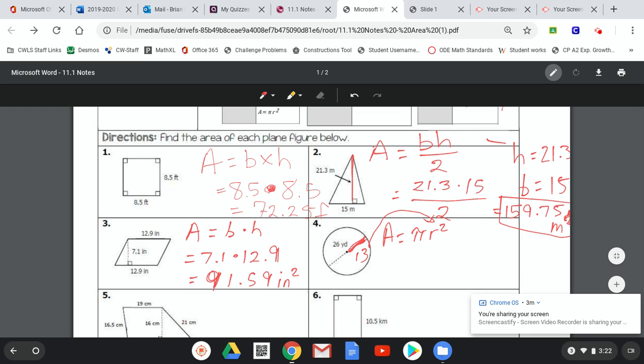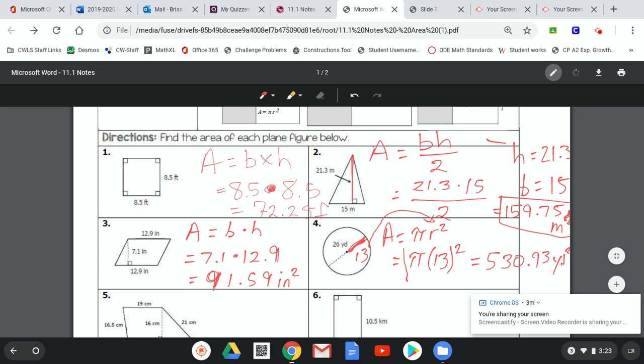So area equals pi times 13 squared. When you punch that into your calculator, it should be 169 pi, or 530.93 yards squared. Area is always in square units, so yards squared. Hopefully this isn't too terribly difficult here, guys.